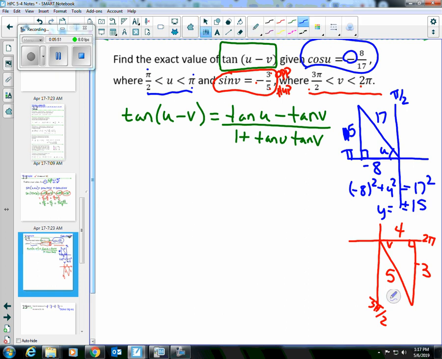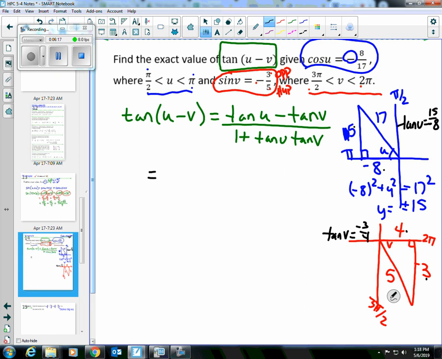So what we need is tangent of u. So in the u triangle, we need to write what the tangent value is. All right, so let's take a peek at this triangle and see if we can figure out the tangent of u. Opposite over adjacent. So it's 15 over negative 8. So negative 15/8. All right, we also need the tangent of v. So in this triangle, opposite over adjacent would be negative 3/4. And I have all the values I need.